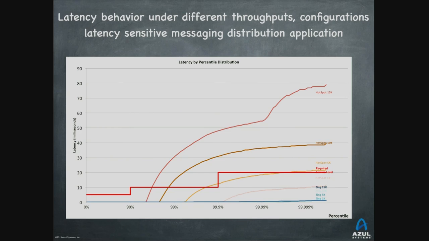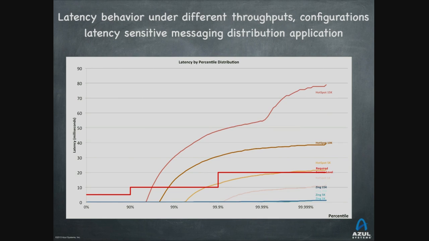Now on the same chart, we have Zing over here. That's our cool JVM that doesn't pause. And guess why these things happen? Because of pauses. And on Zing, there are actually four lines here at 1K, at 5K, at 10K, at 15K. And you might be able to see some of them apart, but they all pass.